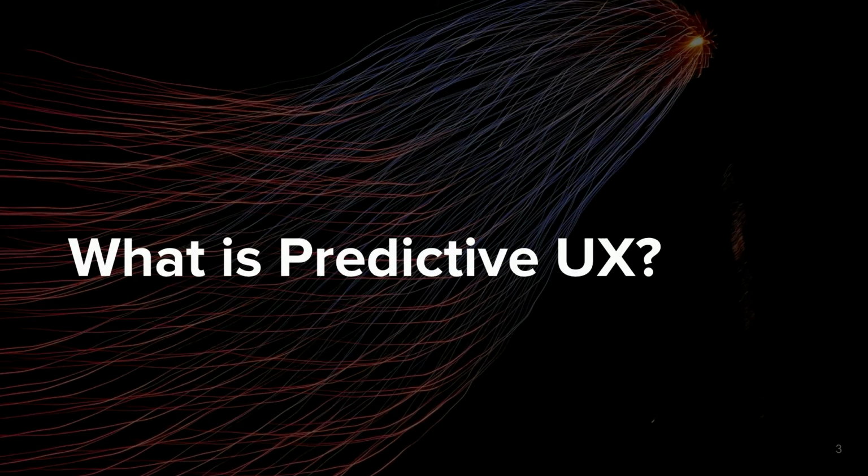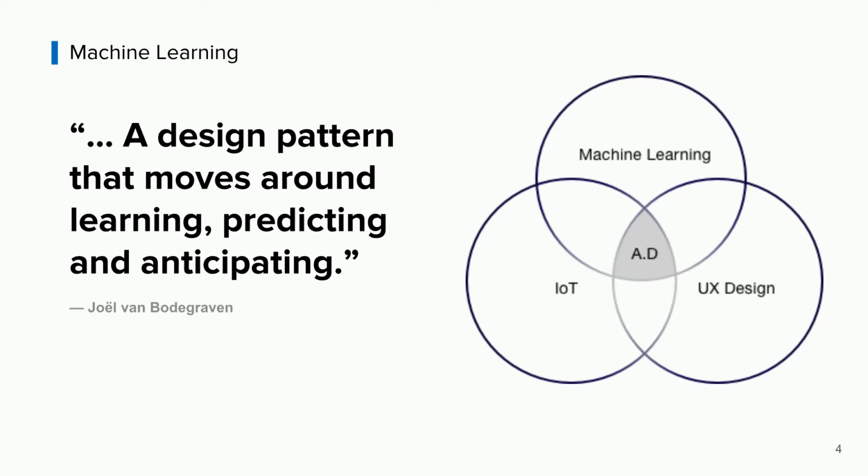So to start, what is predictive UX? Really, it's a design pattern that uses statistical techniques to predict future user behaviors. It's really the intersection of machine learning, the Internet of Things, and UX design. Another term you'll hear a lot for it is anticipatory design. Today, the terms are really interchangeable, but we're just going to refer to it as predictive UX. If you come across it, it's essentially the same thing.